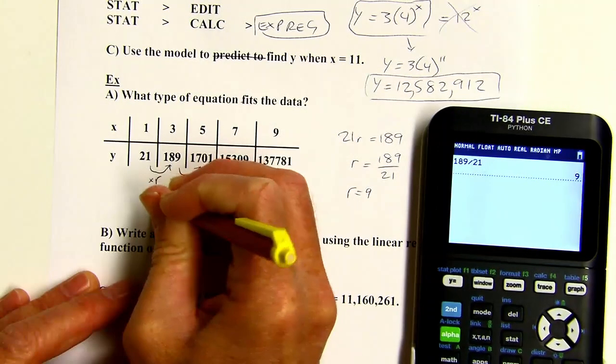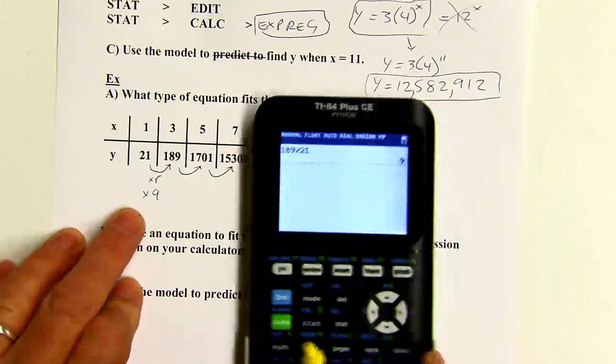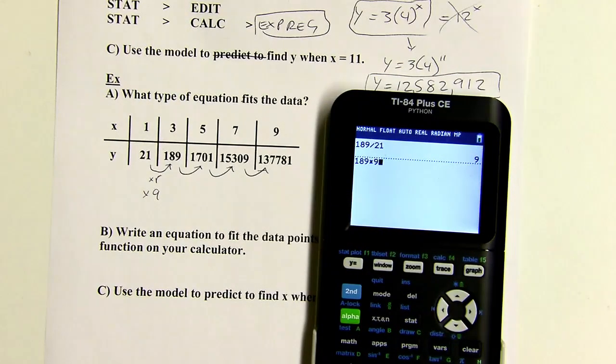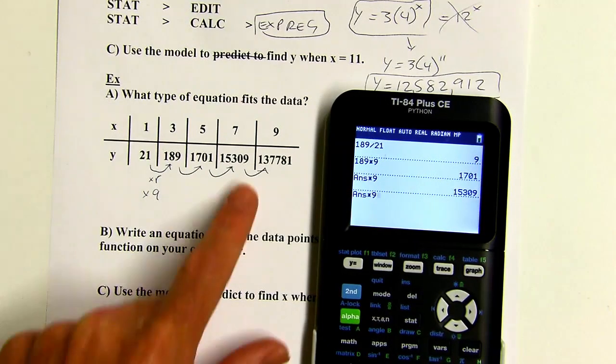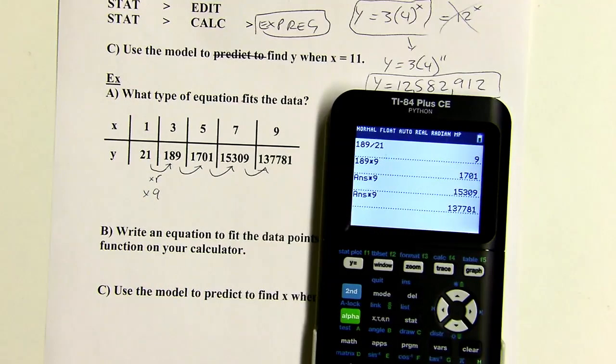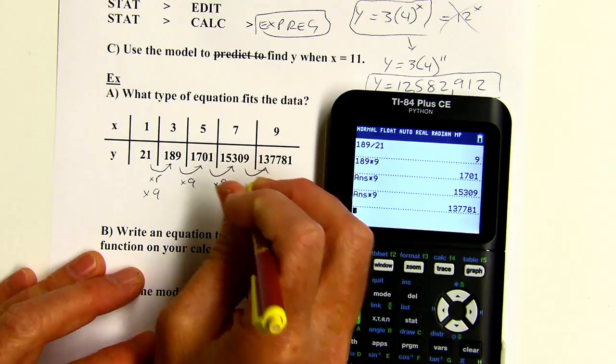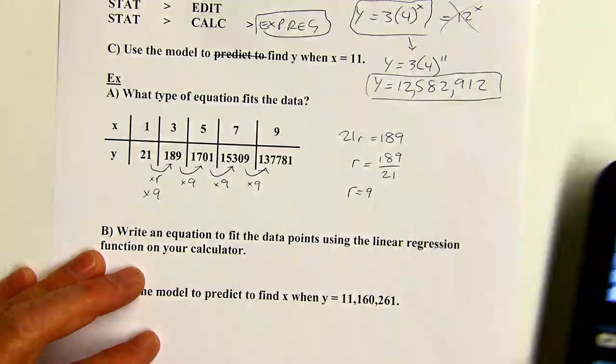So I'm multiplying by 9 here. Let's see if the rest of these I'm multiplying by 9. So 189 times 9, that does give me 1701, and I'm just testing it down the line here. Yeah, it gives me those y values if I multiply by 9 every time. So I do have a common ratio. That means this is exponential again.